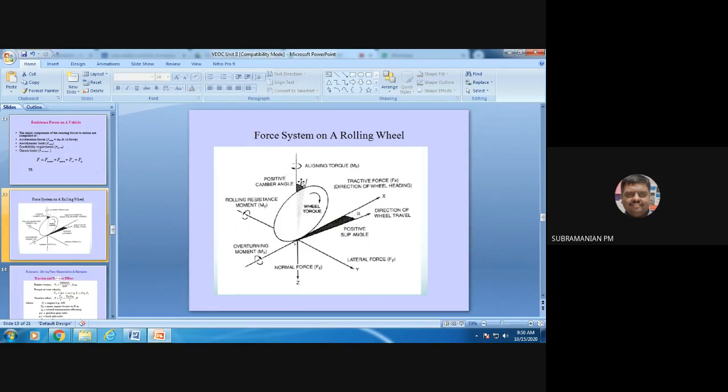And this one is camber. You might have studied it in automotive chassis. Camber. Okay. So we have X, Y. Along X, the force is the tractive force, that is Fx, and along Y we call the force the lateral force, Fy, and vertical we will say the normal force, that is Fz.